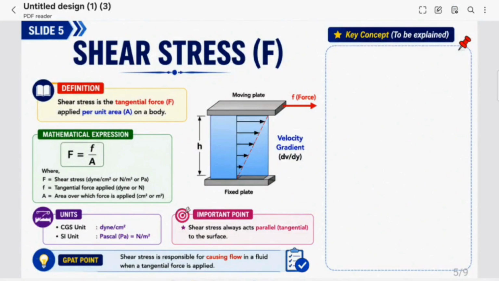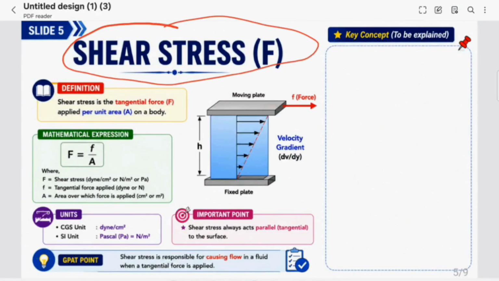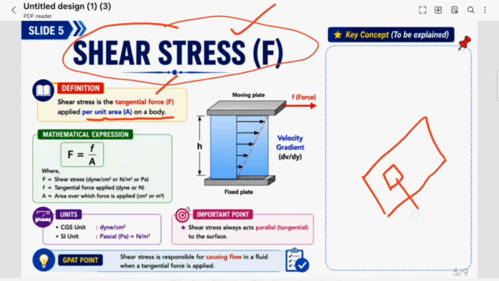Now, what is shear stress? It is a tangential force applied per unit area on a body. So what is the tangential force and what is shear stress? Suppose we consider a flat surface, and on that flat surface a book is there, and we are applying shear stress to this book, and this book is moving in a forward direction, and here there is a table.